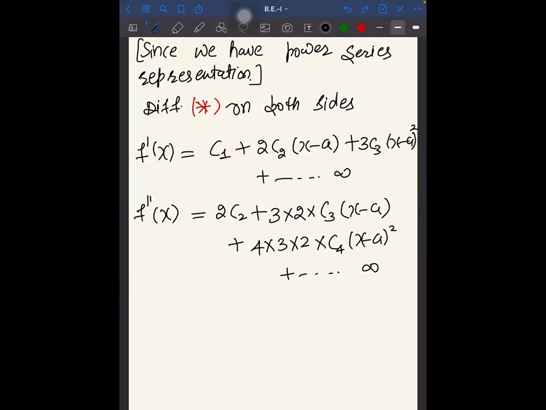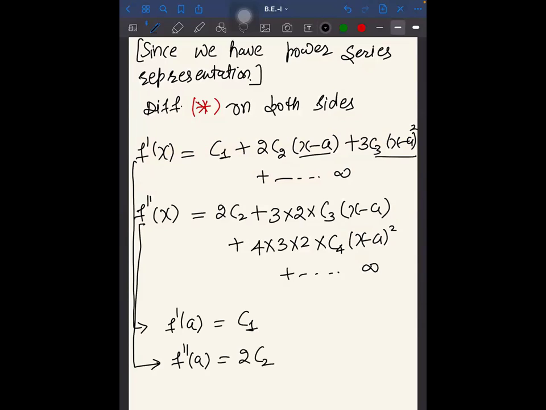If I put x is equal to a over here, f dash a is C1. Plus all these terms will be what? 0. So if I put f double dash at a over here, what are you going to get? 2C2. In the same way, if I put f triple dash at a, what are you going to get? 3 into 2 C3. Every time you'll get the factorial over here. So from here, what are you going to get?